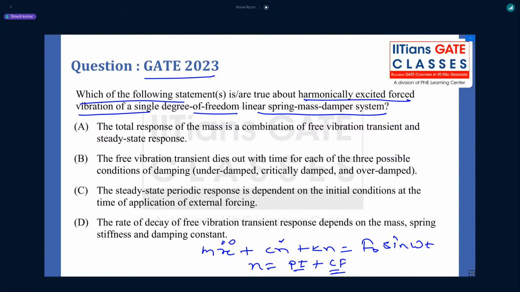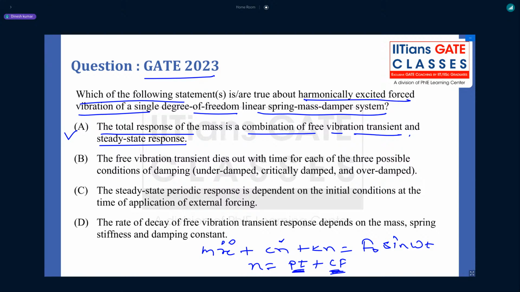So read the options. What it says: the total response of the mass is a combination of free vibration transient and steady state response. So that is what it is: the particular integral is related with the steady state response, and this is the transient part, which is related with the complementary function. So option A is correct.